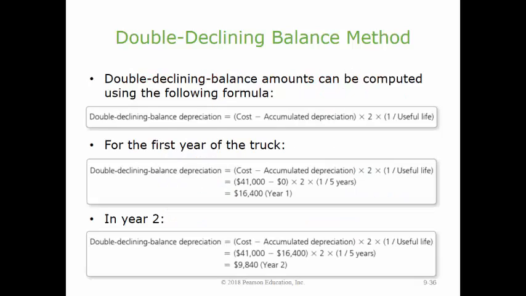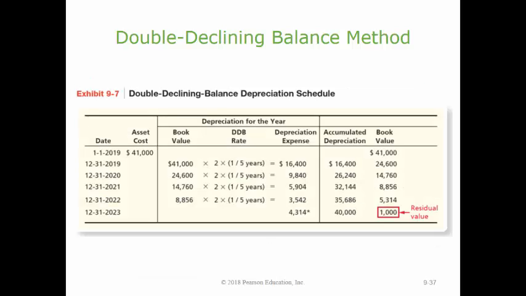Note that residual value is not included in the formula. Residual value is ignored until the depreciation expense takes the book value below the residual value. When this occurs, the final year depreciation is calculated as the amount needed to bring the asset to its residual value. Exhibit 9.7 shows the double declining balance depreciation schedule. It reflects the calculations for year 1 and year 2 shown on the prior slide.